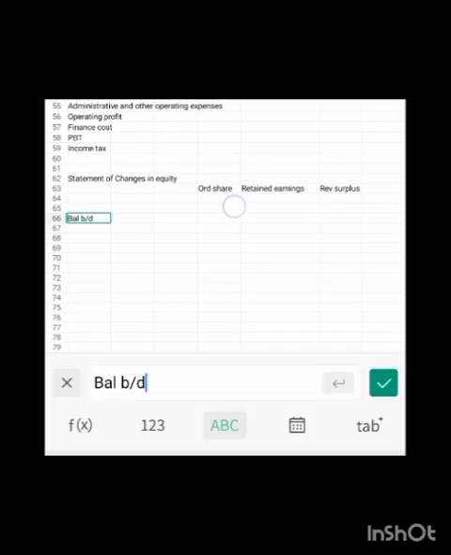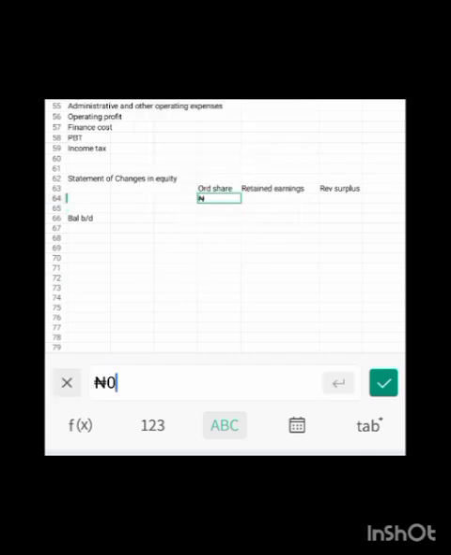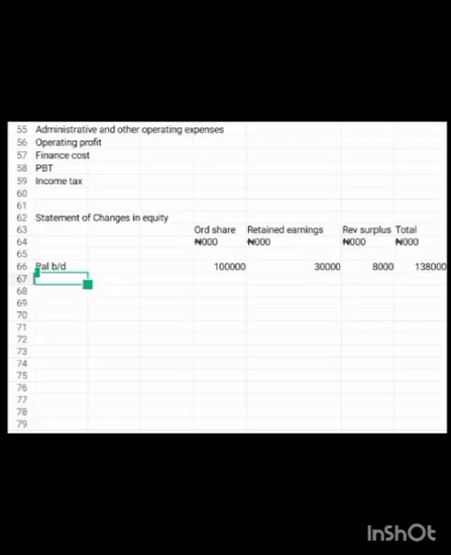Let me put my measurement, and we are keeping it in thousands. Then the prior year adjustment.